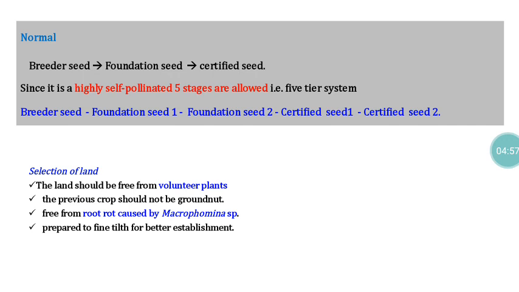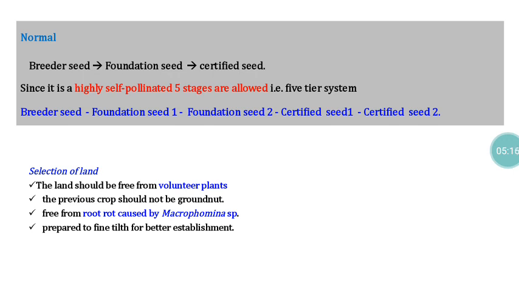So in most of the cases, we are following a five-generation system. That is breeder seed, foundation 1, foundation 2, certified 1, and certified 2. So if a five-generation system is followed, the seed renewal period will be once in 5 years. We have to change the seed material.